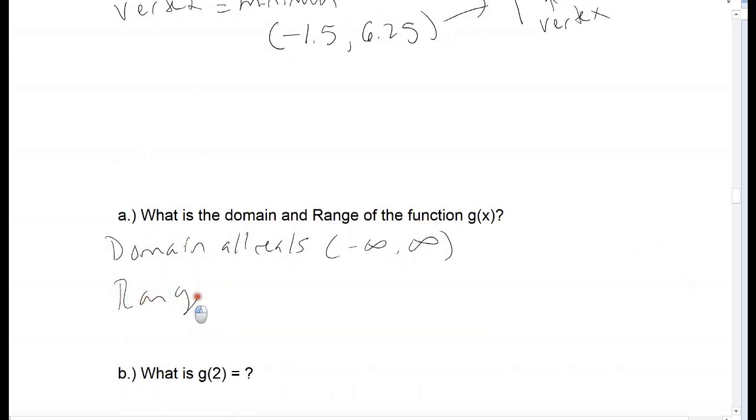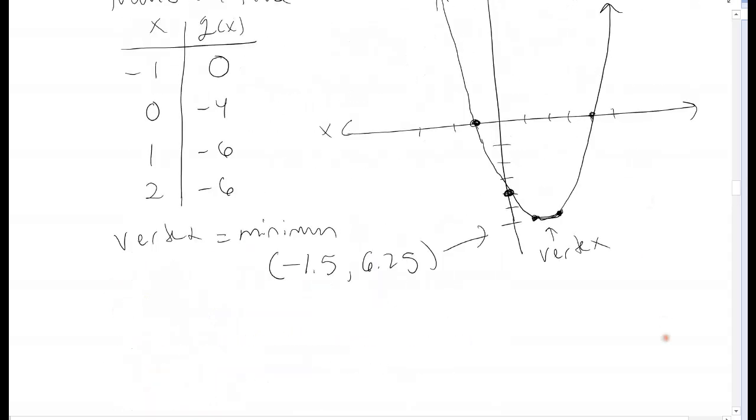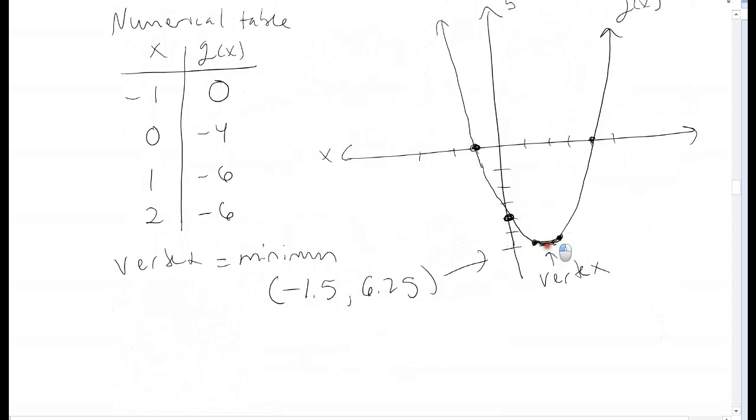My range, however, is the y values, which is not all reals. It's what I needed my minimum for, right? My minimum y value was at this point, 1.5, negative 6.25, and the y value is negative 6.25. So the smallest y value, the minimum y value, is negative 6.25, and then it shoots up to infinity on both sides of that minimum.